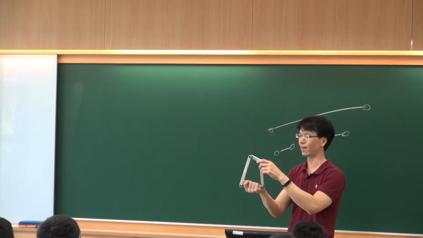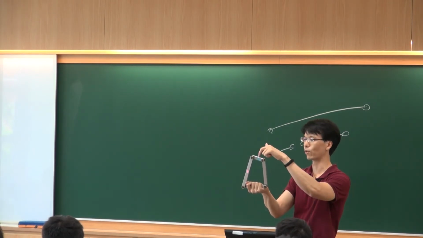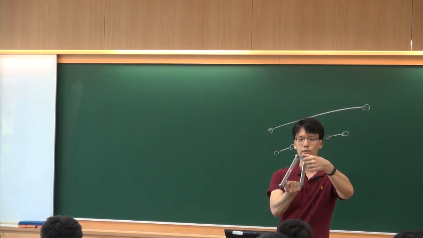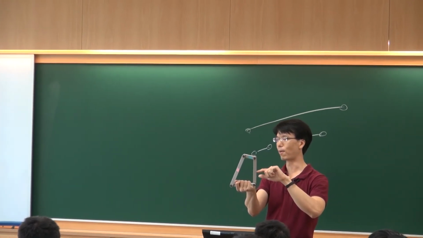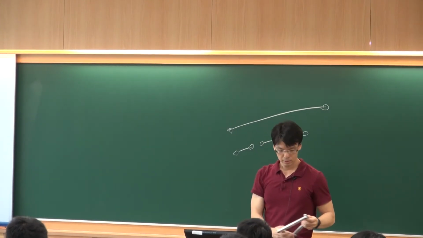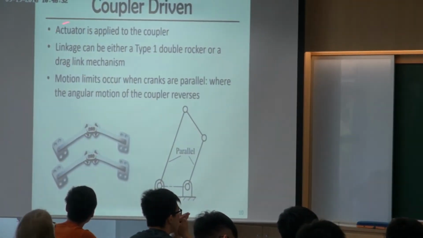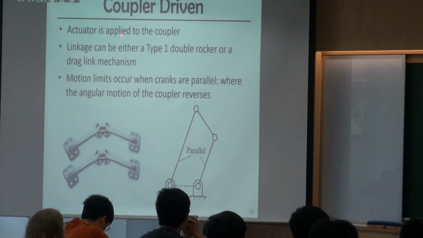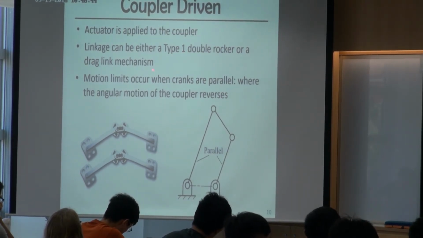The coupler is the link that's not attached to the ground link. So this one and this one are not couplers. Only this one is the coupler. Sometimes we want to directly apply the actuation, the force, on the coupler, rather than on the bar attached to the ground. But it's a very special case. Here what it's saying is, sometimes we apply the actuator on the coupler, and the linkage can be either a type 1 double rocker or a drag link mechanism. It depends on your application.